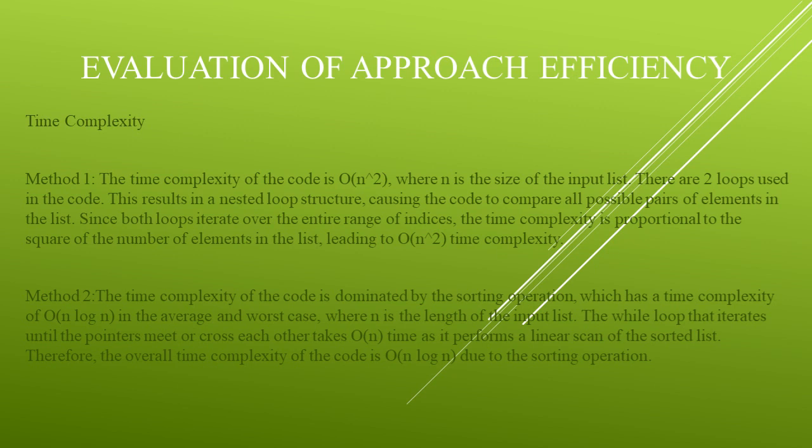Method 2. The time complexity of the code is dominated by the sorting operation, which has a time complexity of n log n in the average and worst case, where n is the length of the input list. The while loop that iterates until the pointers meet or cross each other takes n time as it performs a linear scan of the sorted list. Therefore, the overall time complexity of the code is n log n due to the sorting operation.